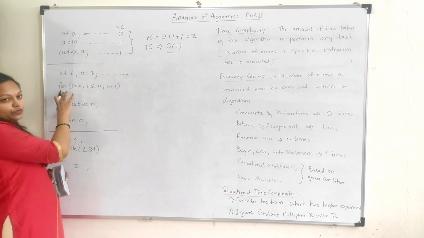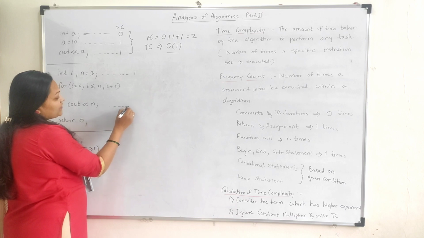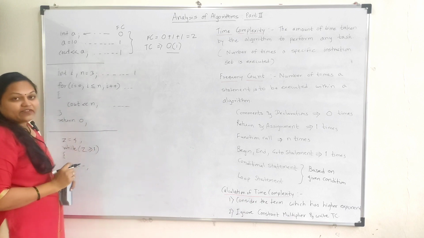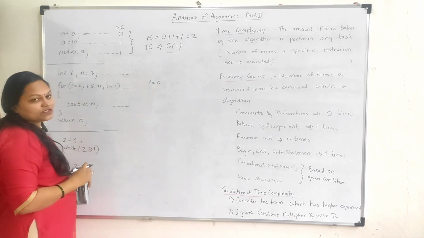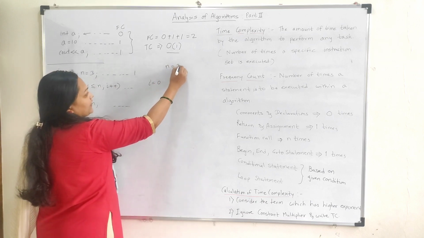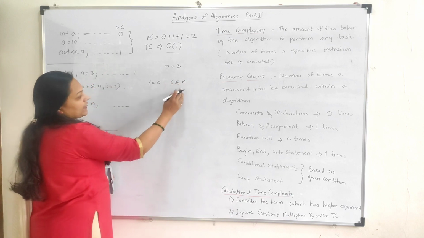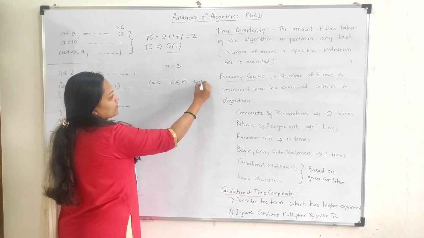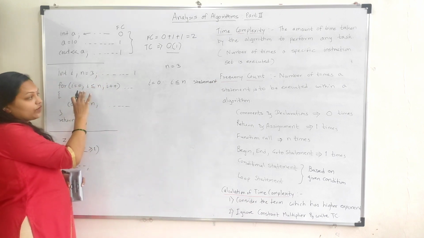Now consider this for loop. We need to find out how many times the statement inside this for loop will execute, and how many times this condition will execute. So how can we find it out? Initially the value of i will be 0, and the value of n is written here, that is 3. Which condition do we need to check? Whether i is less than or equal to n or not, and whether the statement inside it will execute or not. These are the 3 things we need to consider for calculating the frequency count of this for loop.